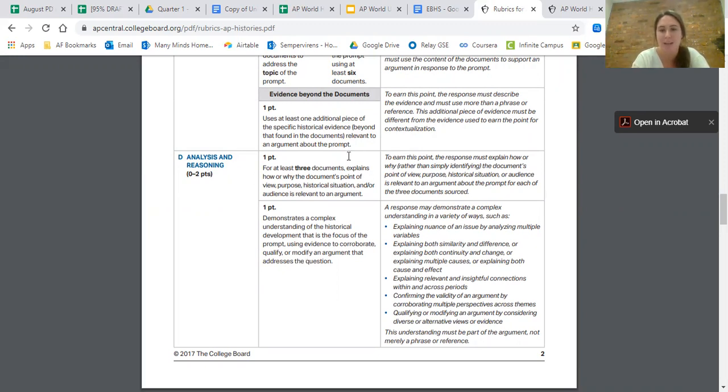And so sourcing on the document-based question is similar to what we did in class last time, where we looked at the identity of the authors of those sources and we said, how does that identity impact the way that this source is written? If you do that for at least three documents, then you can get the sourcing point. So as you can see, that adds up to seven points for the document-based question. That's the one that we have sources with.